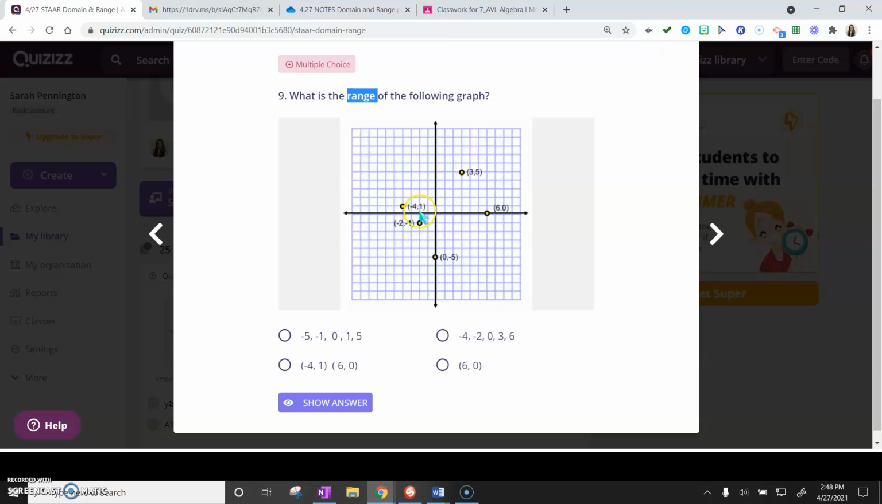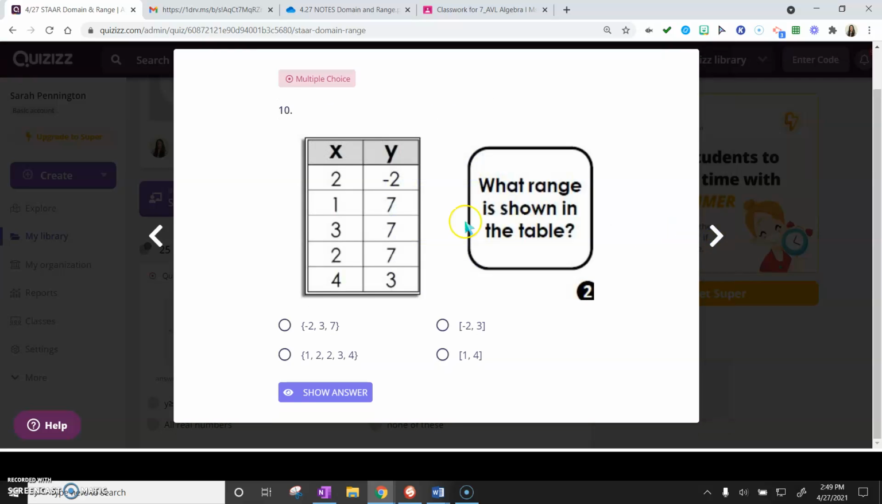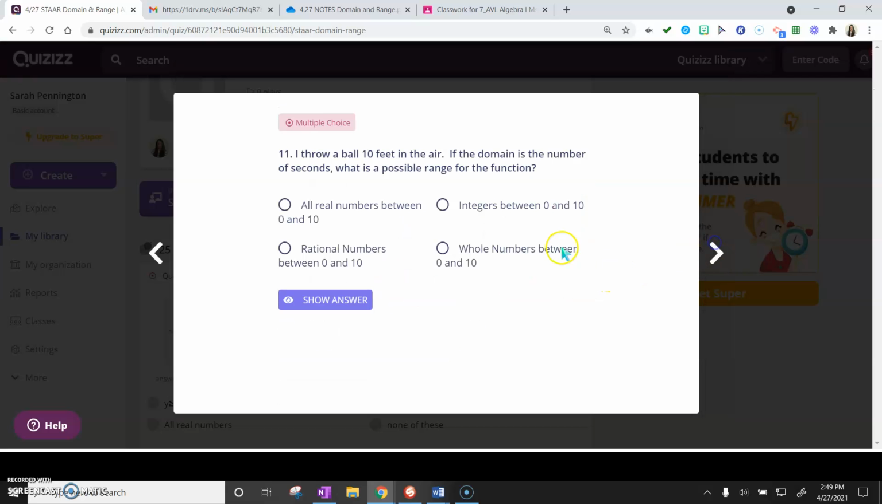this looks like an error, I think. Oh, +1. It just looks like a +1, sorry. All right, so our domain is 3, 6, 0, -2, and -4. So it's asking for the range, so I only want my y values, 5, 1, 0, -1, -5. My range is right here on my table, -2, 7, and 3.